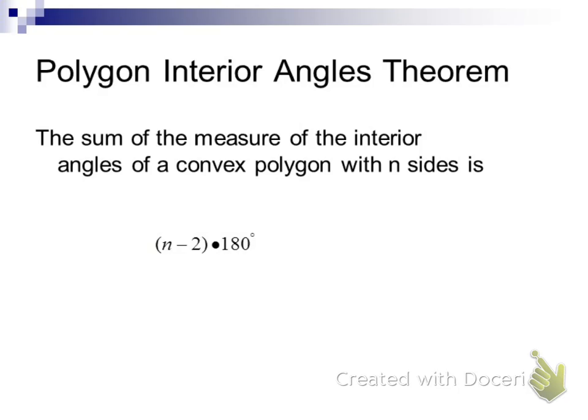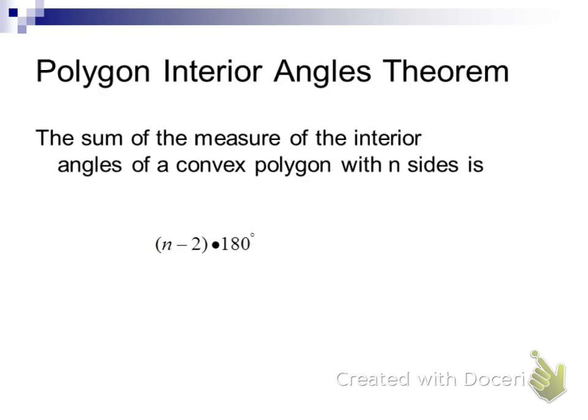All right, so first we're going to look at the interior angles of a polygon. You need to write everything down that's on the board. This says the sum of the measure of the interior angles of a convex polygon with n sides is, this is the important part, n minus 2 times 180. So you're always going to start by counting the number of sides that you have, that's n, and then you just plug it right in.